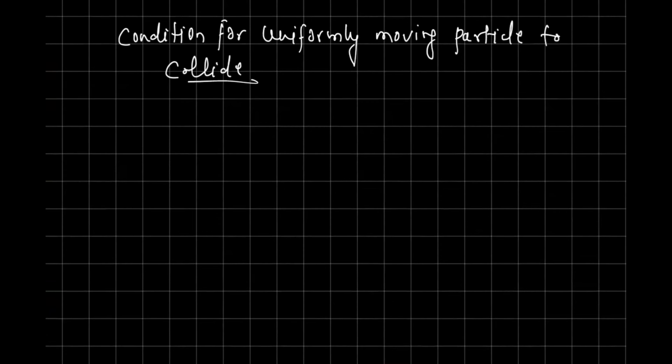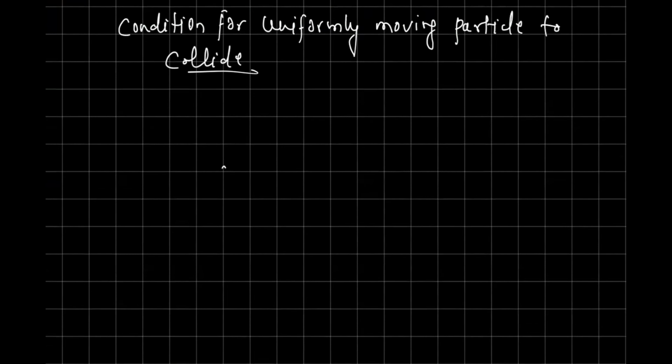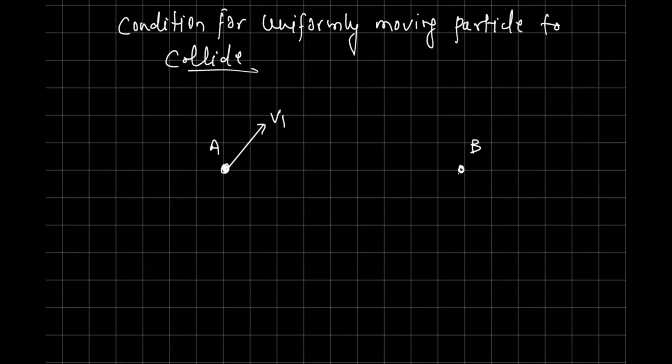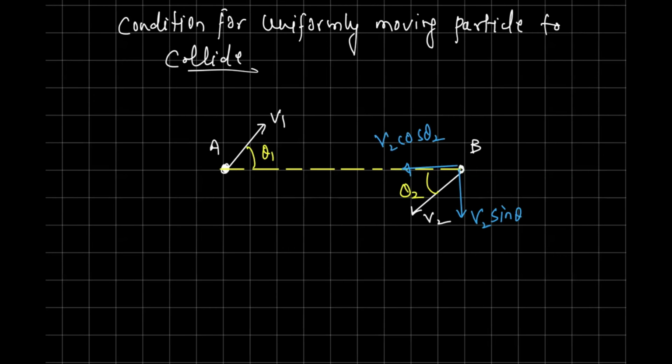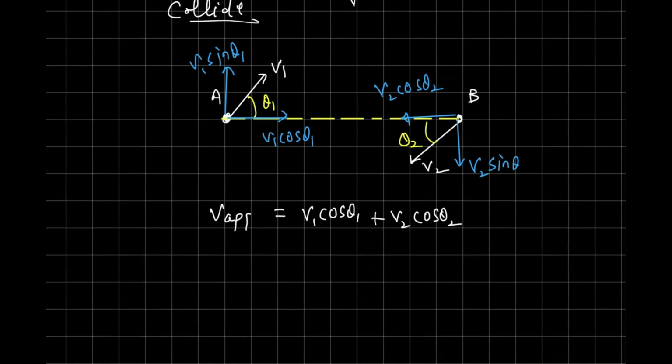Condition 4, uniformly moving particles to collide. Suppose there's one particle here, let's say A, and there's one particle here, B, and let's say it is moving here with velocity v1, and B is moving in some other direction with velocity v2, and let's join the line between them. This angle is theta 1 and this angle is theta 2. You already know how we're going to take the components, so I'm going to write it very quickly. V2 sin theta 2, and this one is V2 cos theta 2. Similarly for V1, here we get V1 cos theta 1, and in this direction we get V1 sin theta 1. It is going to be the velocity of approach here because the distance between them actually decreases.